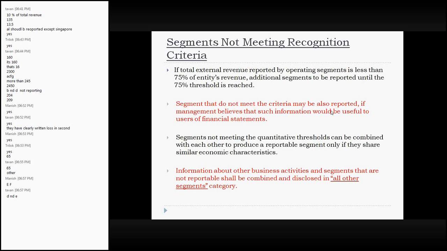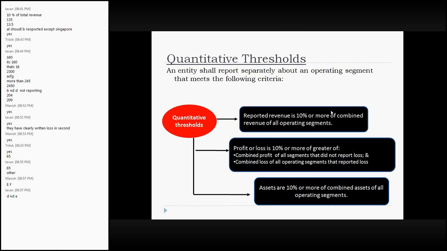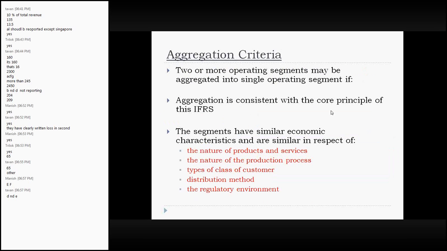Now segments not meeting the quantitative threshold can be combined with each other to produce a reportable segment only if they share similar economic characteristics. Similar economic characteristics are measured by: the nature of production services, nature of production process, type or class of customer, distribution method, regulatory environment.